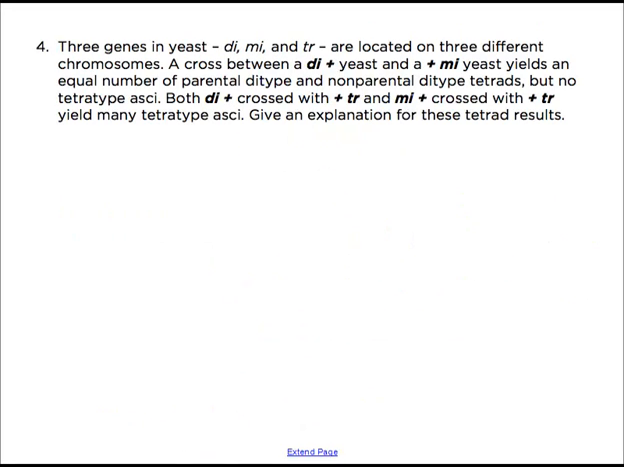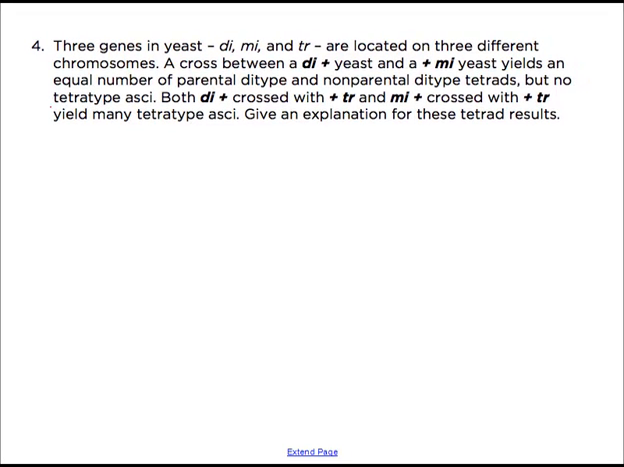Question 4. 3 genes in yeast, di, mi, and tr, are located on 3 different chromosomes. That's really important. A cross between a di/plus yeast and a plus/mi yeast yields an equal number of parental ditype and non-parental ditype tetrads, but no tetratype asci.